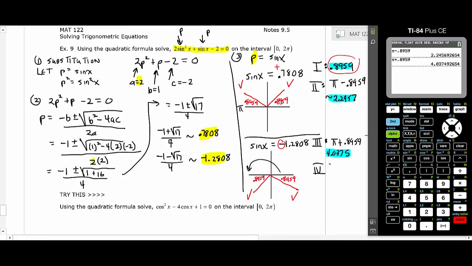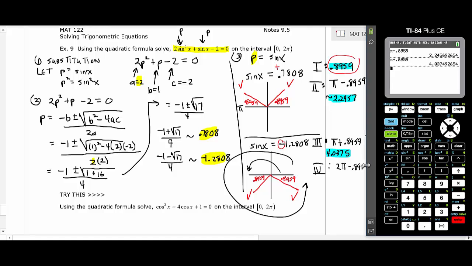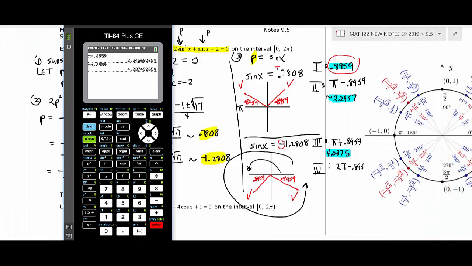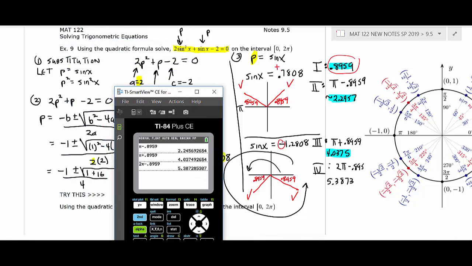Now I got to do the last one. I got to do quadrant 4. Well, what are you going to do on quadrant 4? You're going to go all the way around the circle, 2 pi minus that reference angle. Okay? So I'll do this on the calculator over here. I do 2 pi minus 0.8959, and then that'll give the next answer. So that answer is going to be 5.3873. So we've got 4 answers to this problem using the calculator.